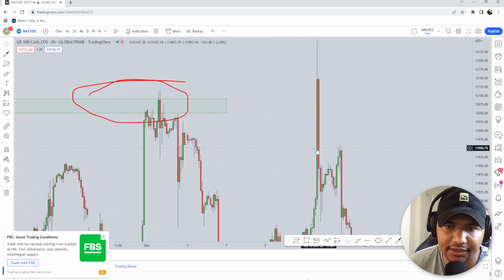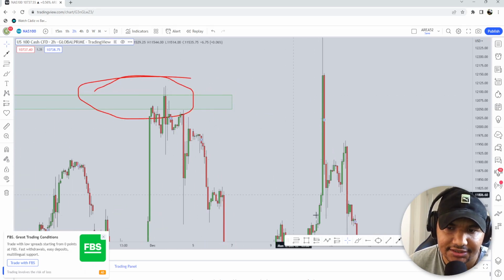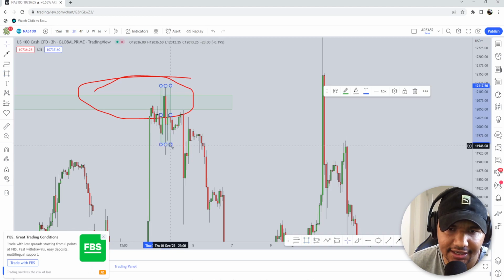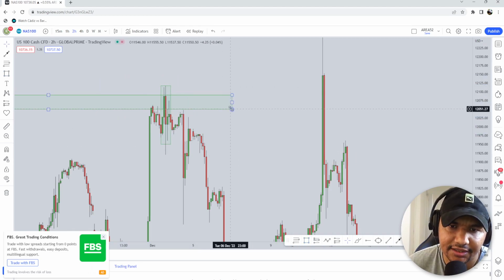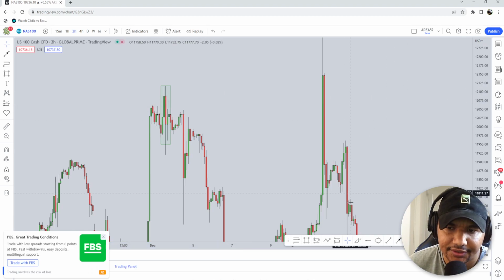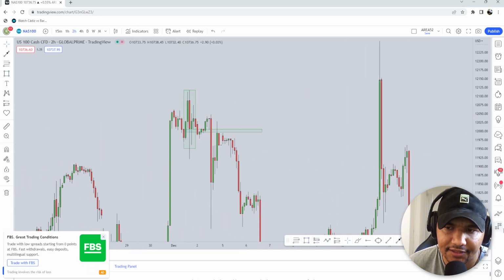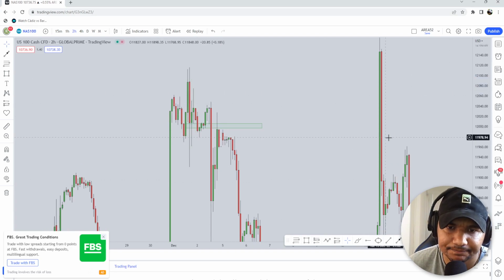Now you have to identify structure. Structure is when the market prints a red candle next to a green candle there. This will be confirmed structure. Now we're going to use this level because that is the most recent structure that the market had printed, right?